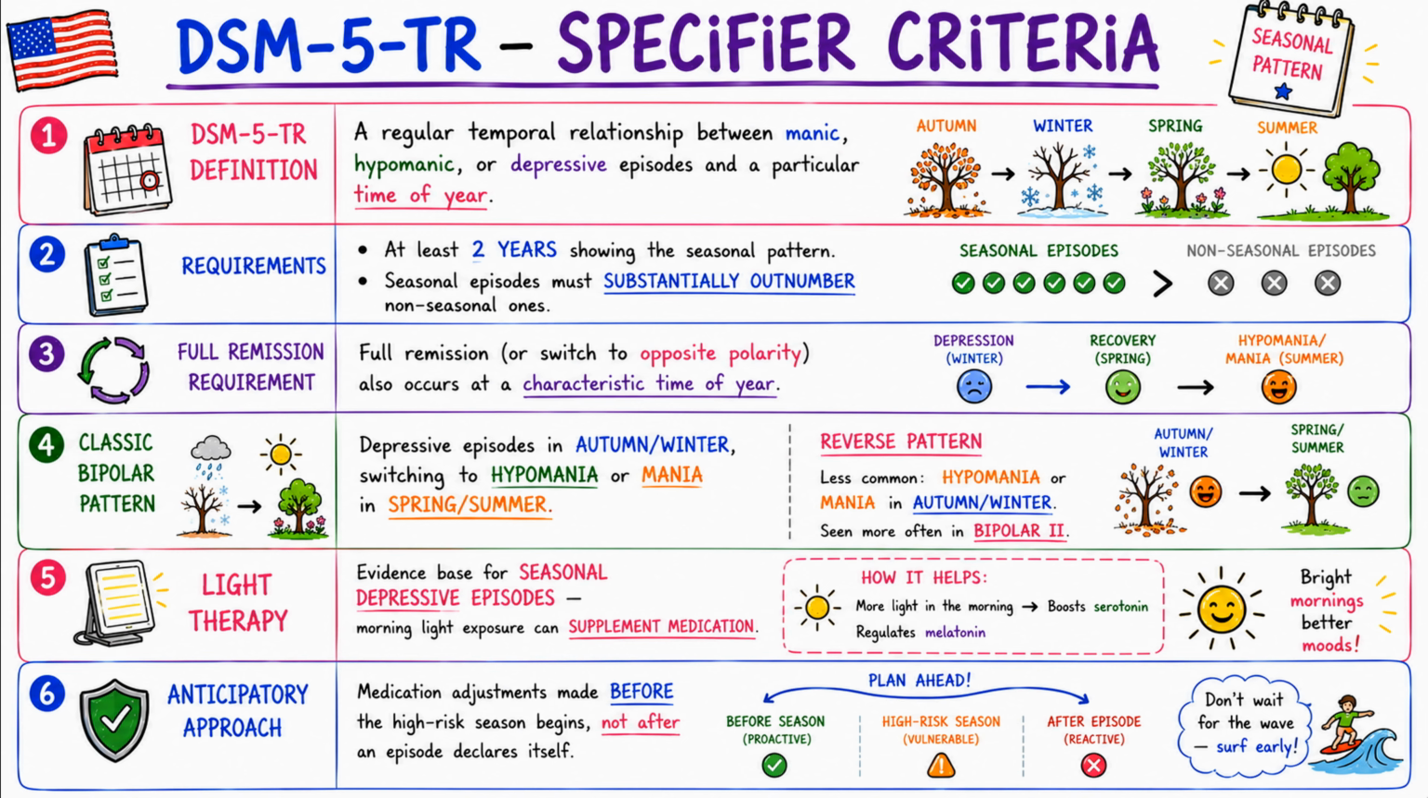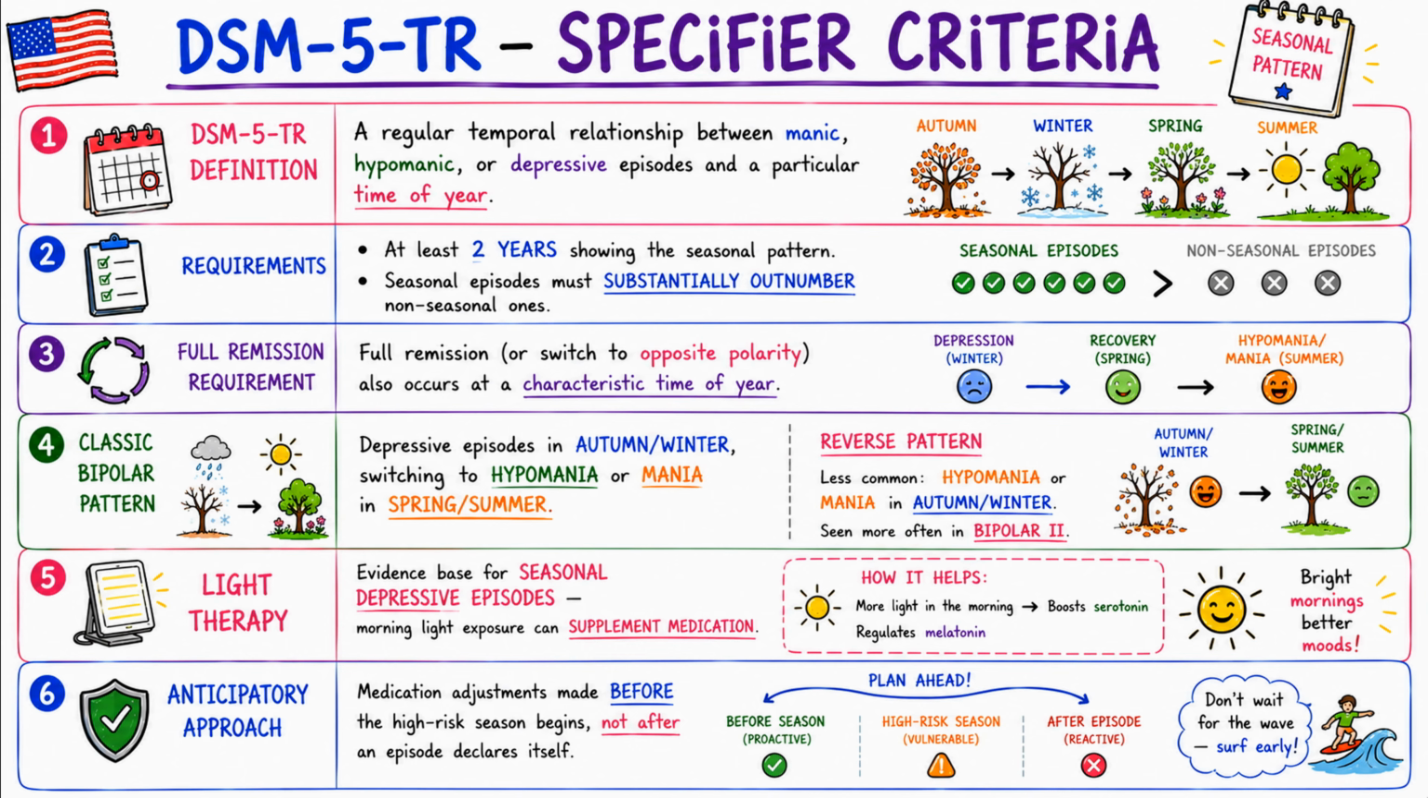The classic presentation in bipolar is the autumn-winter depressive episode followed by a spring-summer hypomanic or manic swing. This maps onto circadian biology. The reduction in daylight hours in winter disrupts melatonin and serotonin rhythms, which are especially sensitive in bipolar disorder. A less common reverse pattern, particularly in bipolar 2, sees low mood in summer and elevation in winter.